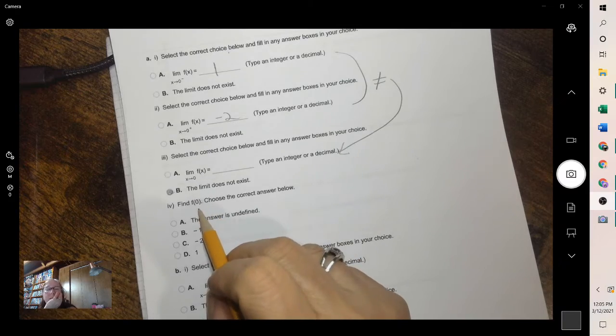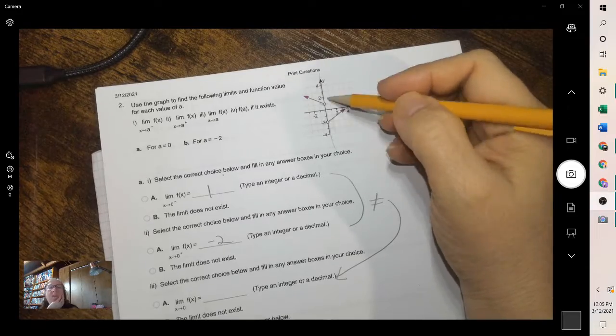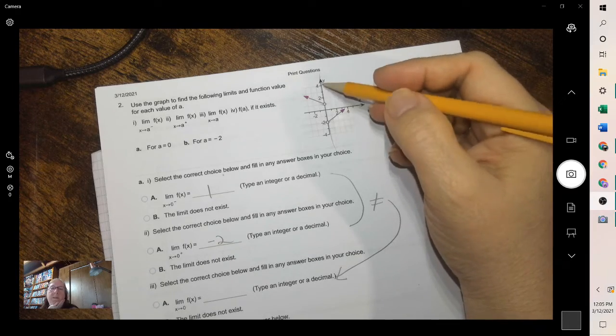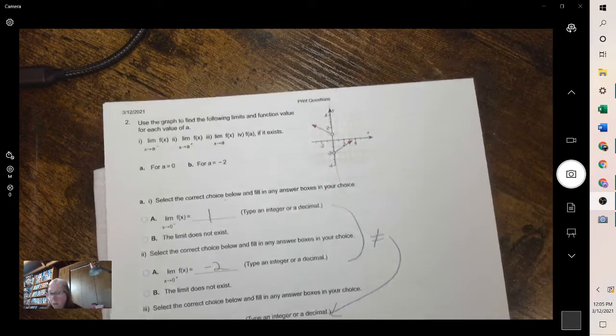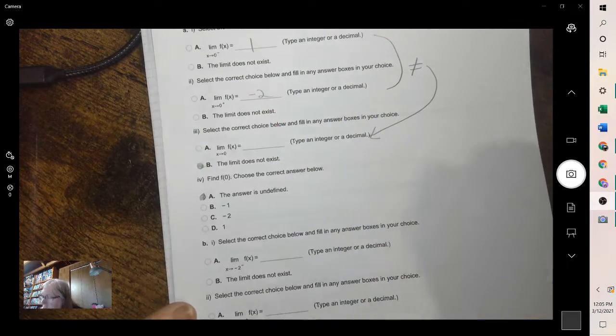Now f of 0 is looking for a shaded in point. Is there a point where x is 0? No, there isn't. So that means it's undefined. It doesn't exist.